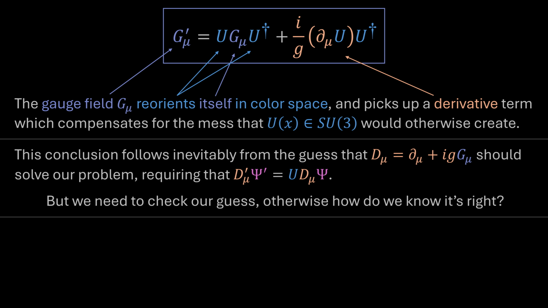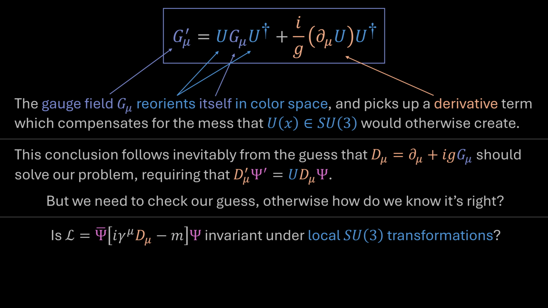The way to check it is to say, if we take our Lagrangian and we replace the partial derivative with the covariant derivative, is that Lagrangian going to remain unchanged when we apply a local SU3 transformation? If so, then we'll have a Lagrangian that has local SU3 symmetry. And that's what we're looking for.